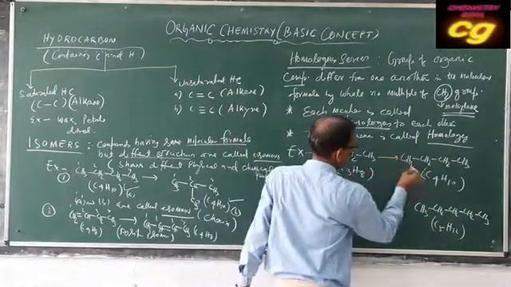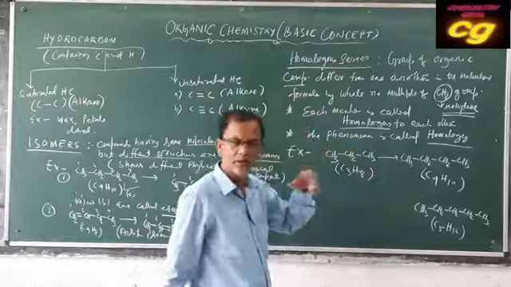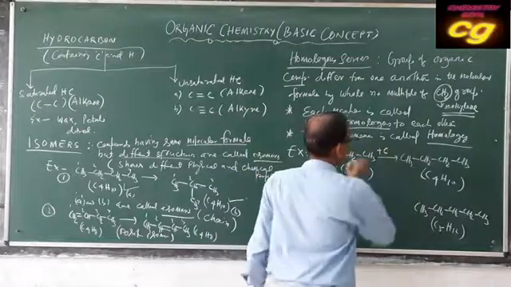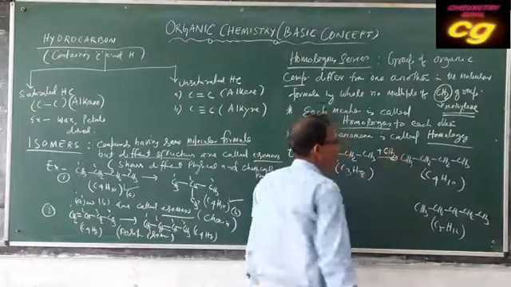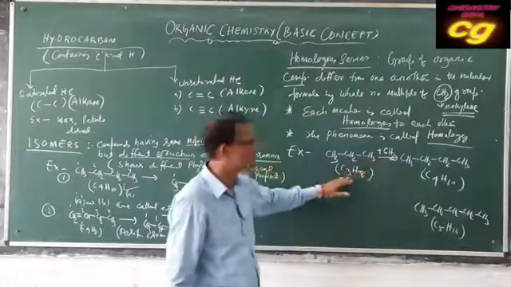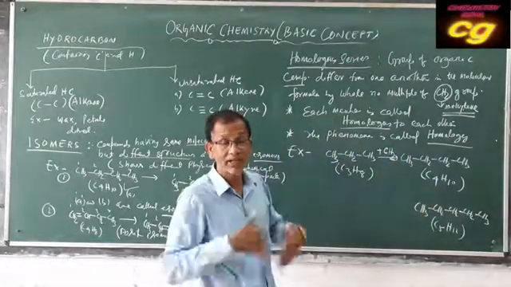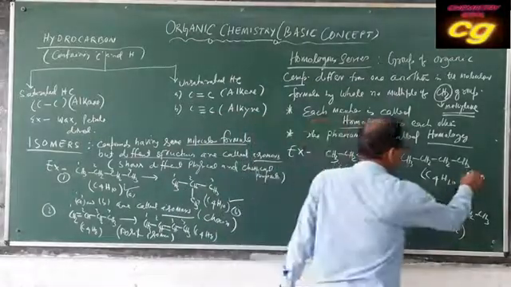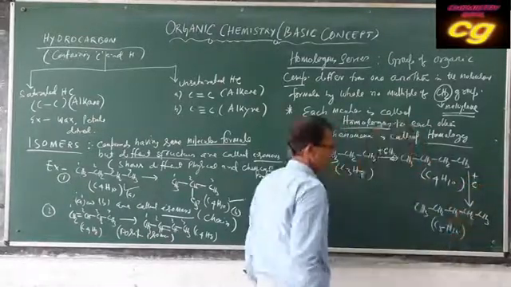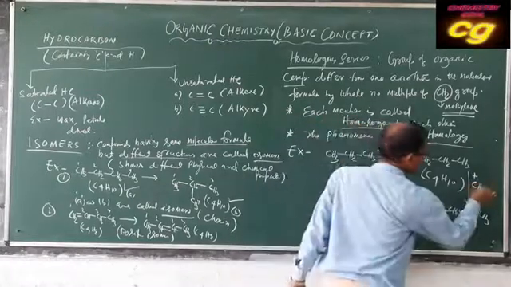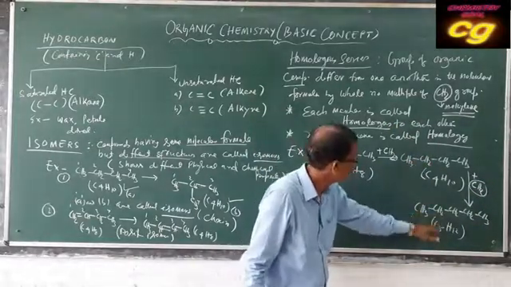So if you see C3H8 and C4H10, how much do they differ? What is the difference in formula? C3, C4, 1 carbon. Then H10 and H8, 2 hydrogen. So if you add CH2 to C3H8, you get C4H10. So these two are homologous because they differ by one CH2 group. Similarly, C4H10 and C5H12, with H10 and H12, is also one CH2. So C4H10 and C5H12 are also homologous.